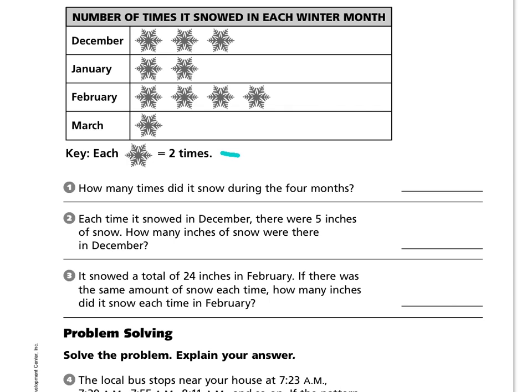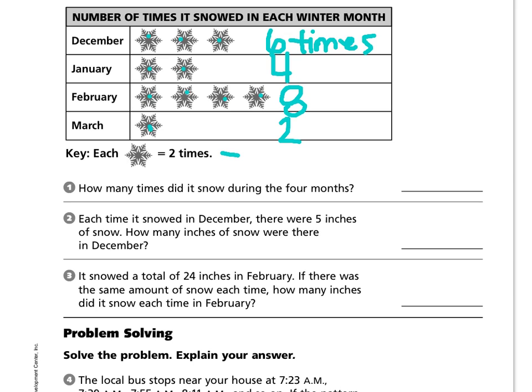So let's figure out before we even start how much each month is. So count by 2s by each snowflake. For December, I have 2, 4, 6. 6 times. January, 2, 4. February, 2, 4, 6, 8. And in March, I have 2.